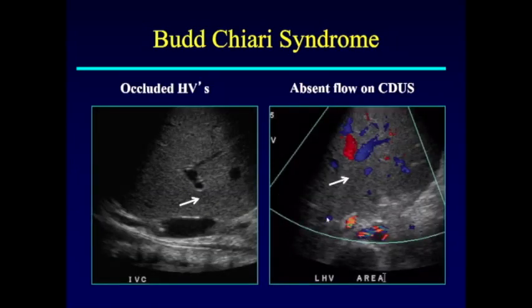Here's a patient who had occlusion of all three hepatic veins. This is the area where the hepatic veins should be joining the inferior vena cava, and we see nothing on grayscale, and we see nothing on color Doppler ultrasound.